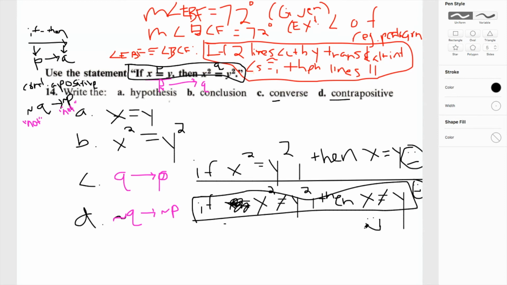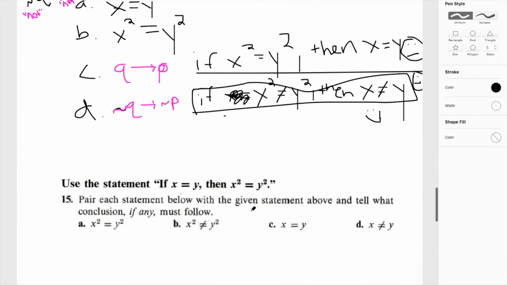So if x squared doesn't equal y squared, then we would know that x couldn't equal y, because if x squared were, for instance, 49 and y squared were 25, there's no way that x could equal y, right? X could only be, in that situation, positive or negative 7, and y can only be positive or negative 5. They're not going to equal each other. So that's the one related statement that we know is always equivalent to the original statement, the contrapositive.